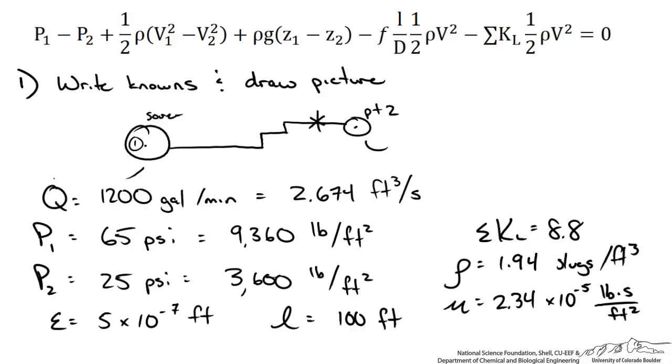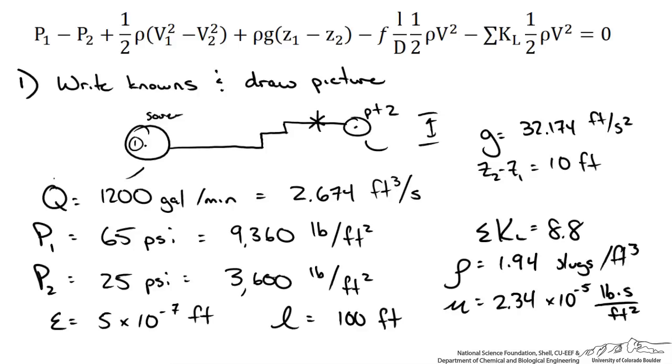And lastly, just to be safe, we'll write gravity down, 32.174 feet per second squared. Are we missing anything? We are. We're missing our elevation. So we know that Z2 minus Z1 is equal to 10 feet.